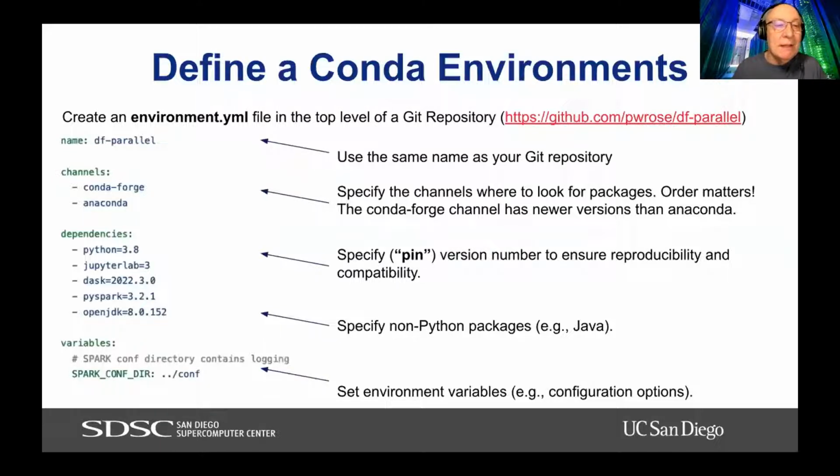Another thing you can do in a Conda environment, and this is a less known feature, is you can set environment variables here. So for this particular Git repository, I needed to set some logging information. So I set up an environment variable, which is a path into some configuration file. So if you have any configuration options that work across platforms, you can already set them up here, so the user doesn't need to remember to set them up.